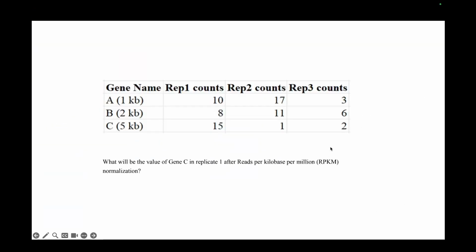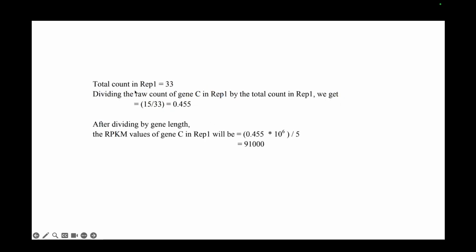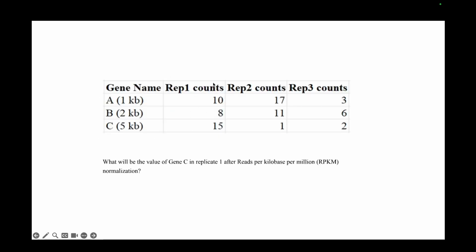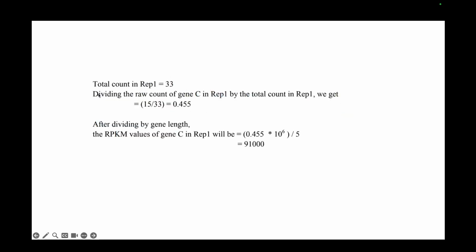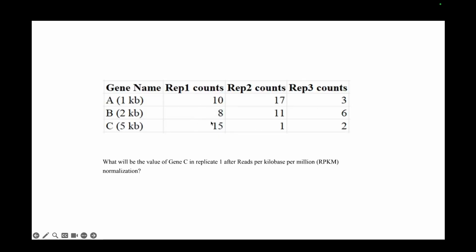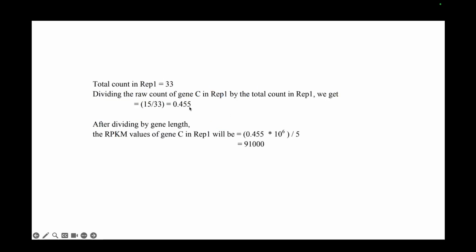So the question is, what will be the value of gene C in replicate 1 after RPKM normalization. The total count in replicate 1 is 33. Dividing the raw counts of gene C in replicate 1 by the total count, so 15 divided by 33, gives you 0.455.